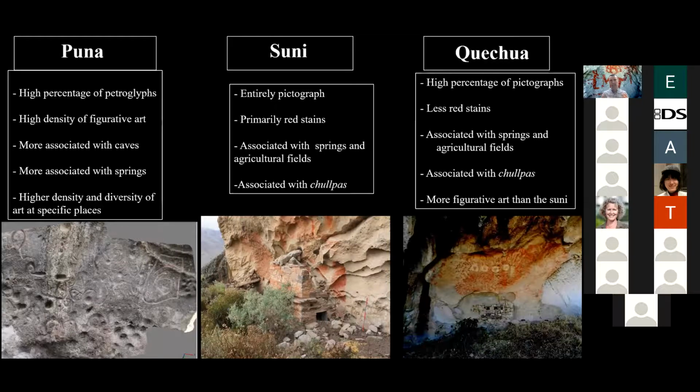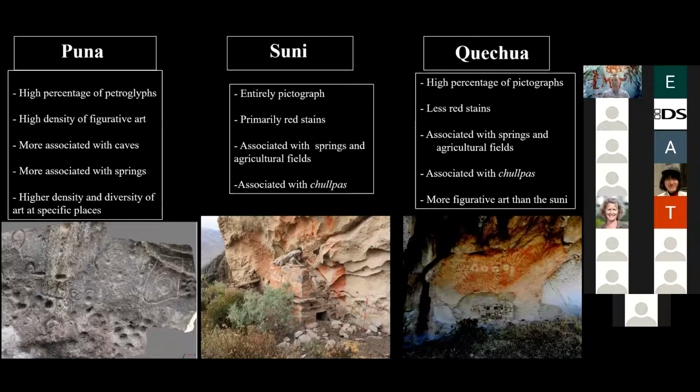But just to synthesize all of this information really quickly, we can see in the Puna that we have a high percentage of petroglyphs and a high density of figurative art that is more associated with caves and also with springs, but also in very few places. So we have fewer places in total, but they're really, really packed with a lot of rock art. Coming down in the Sunni, it's almost entirely pictograph art and almost entirely red stains at that. And it's also associated with springs and agricultural fields, but now it's associated with funerary architecture or the chulpas.